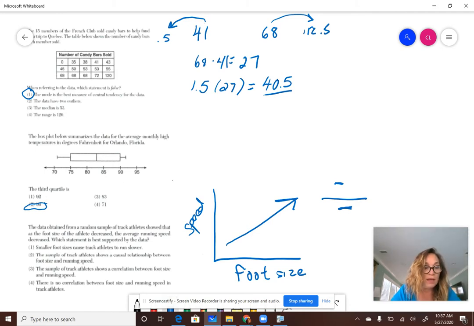Okay. Smaller foot sizes, no. Causation, you're going to need to know a little bit more. Correlation, you just have to show there's a relationship. Causation, you need a little bit more backup. So there's definitely a correlation, but there's no causation. So 1 and 2 are wrong and 3 is correct.